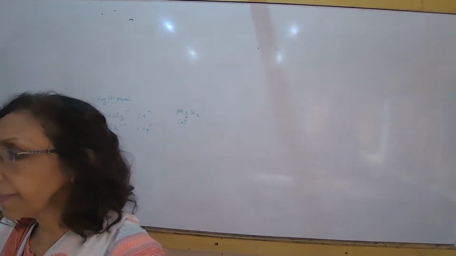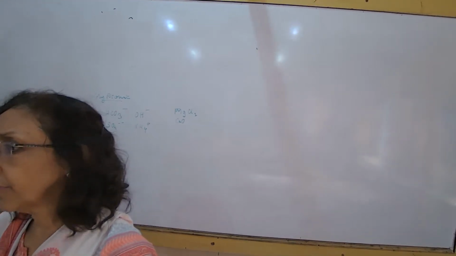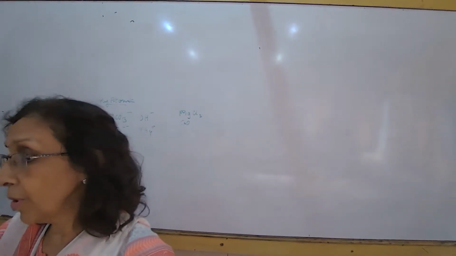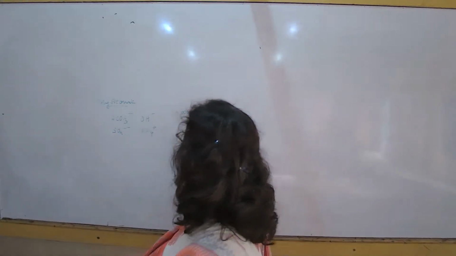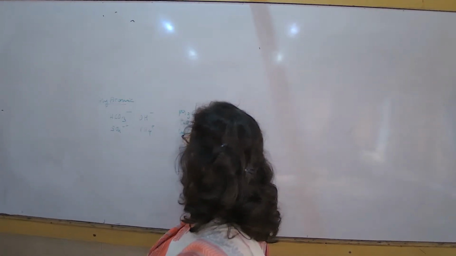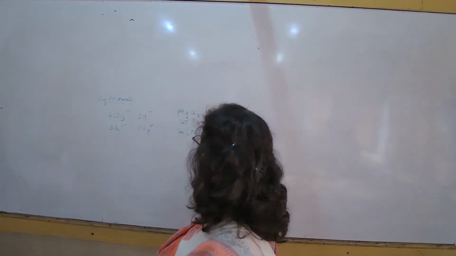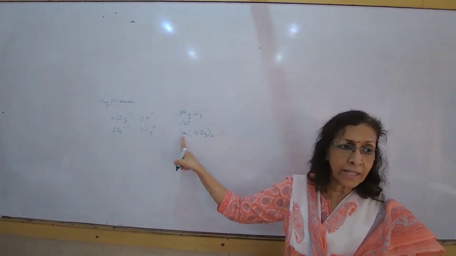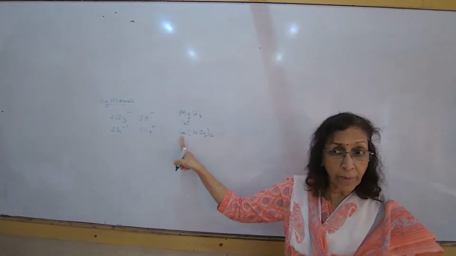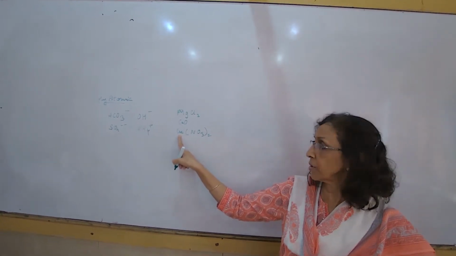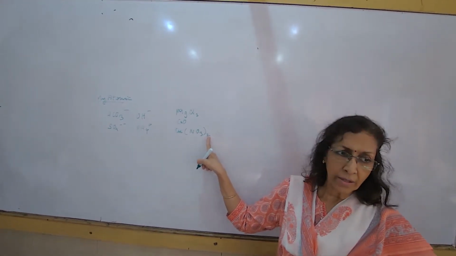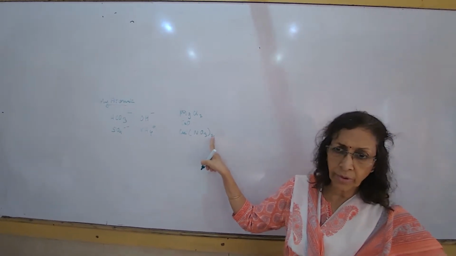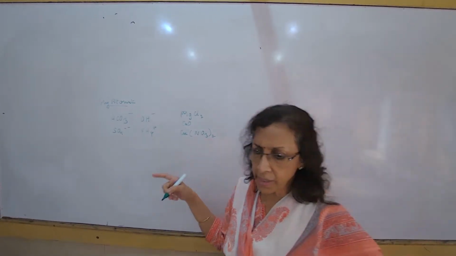Copper nitrate. Cu(NO3)2. Copper nitrate. Bracket 2, because copper is having valency 2. See, there are 2 valencies for copper: copper 1 and copper 2. So here we are using the second valency. Copper nitrate. What is the next one?